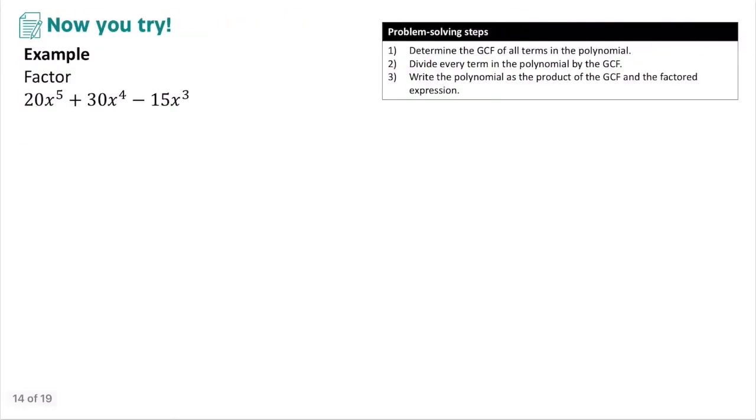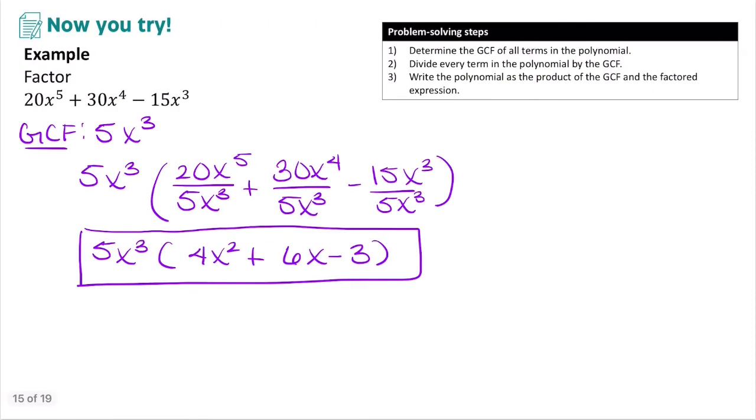So now you can go ahead and pause the video and try doing this example on your own. Here notice that all 3 coefficients have a common factor of 5, and then all these terms have an x in them, so I can pull out an x, and the lowest exponent on x is going to be 3. So I can factor out a 5x cubed, and when I do that, that gives me 5x cubed times 4x squared plus 6x minus 3.